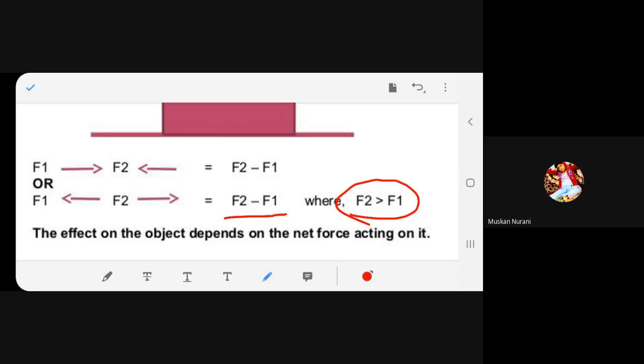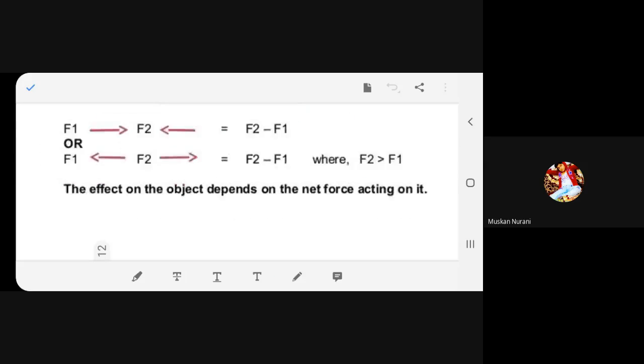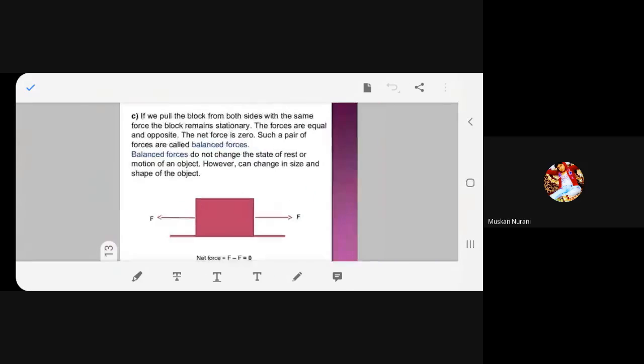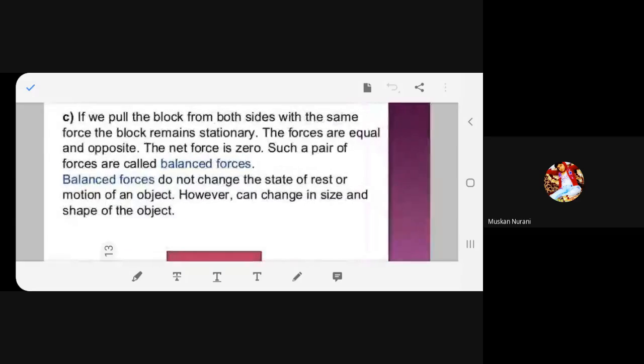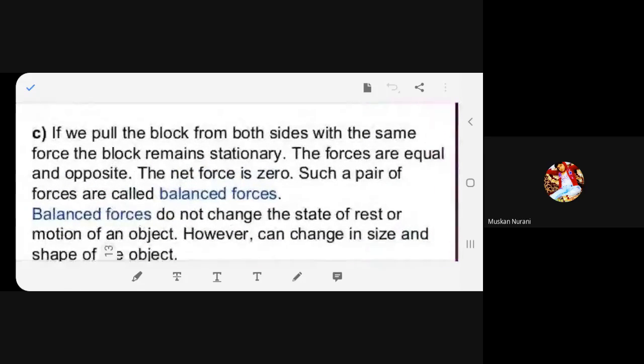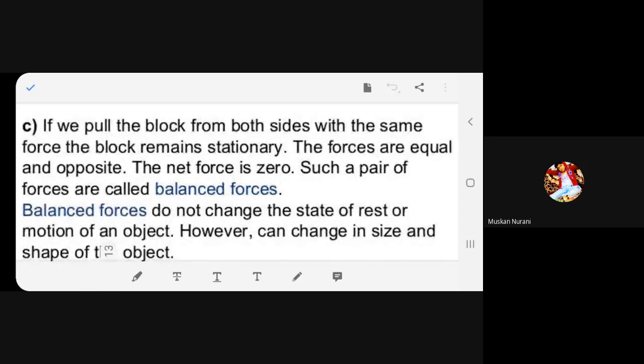So what is written over here? The effect on the object depends on the net force acting on it. That is the effect of the force. Now we come to another one, another type of the force applied on the object. Let's see what is this.